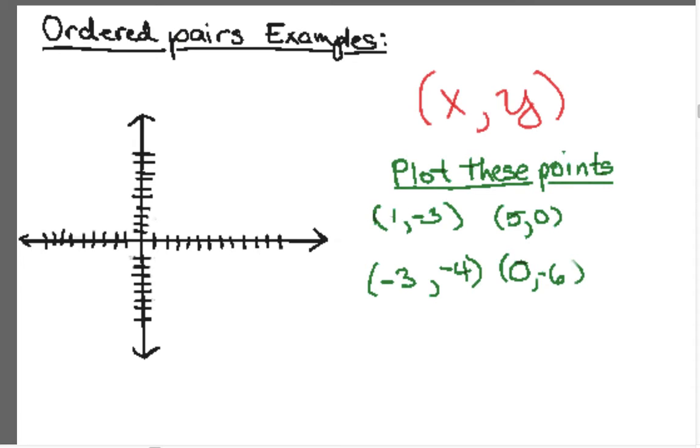So in this case, we go 1 in the X direction and -3 in the Y direction. So 1 in the X direction, and then go down 3 in the Y, and there's your first point. 1, -3. The next point is 5, 0. That's an X intercept. 1, 2, 3, 4, 5, 0.